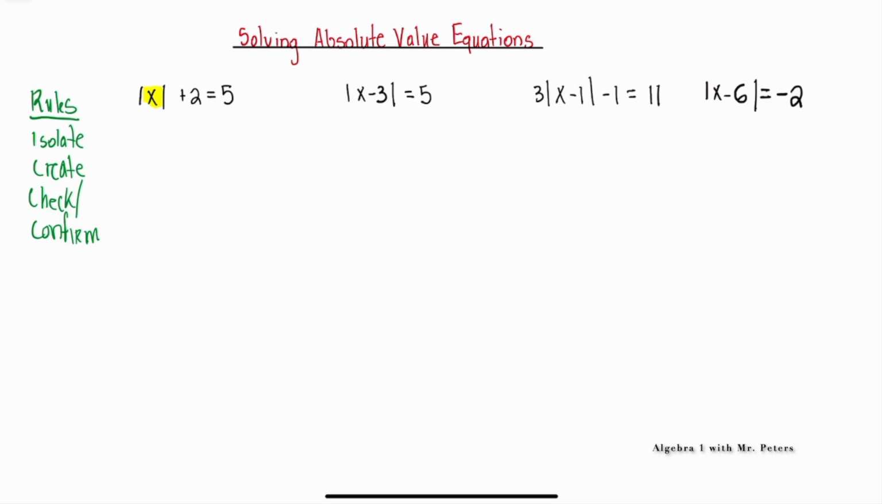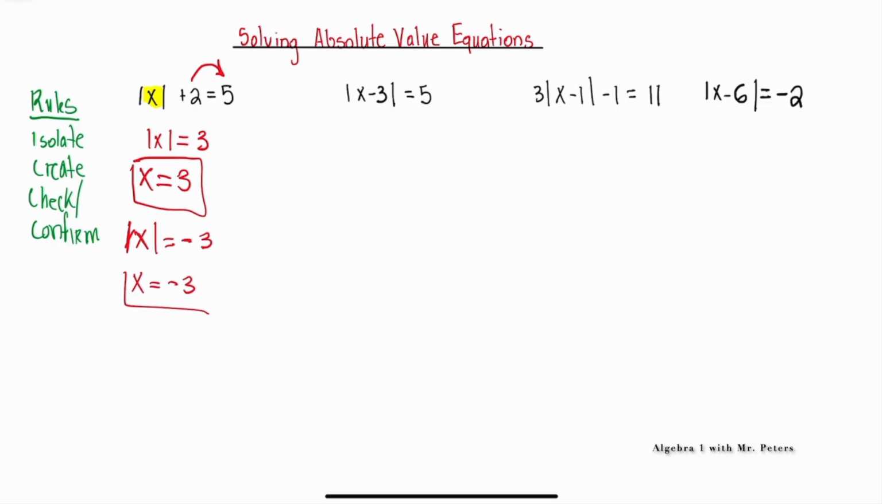So in problem number one, we always have to make sure that the absolute value is isolated by itself. We notice that it's not, so we're going to have to subtract 2. Now that the absolute value bracket is isolated, we can create our equations. We have the absolute value of x is equal to 3, so when we drop the brackets, x is equal to 3. And then equation number 2, we have the absolute value of x is equal to -3, and once we drop the brackets, we know x is equal to -3.